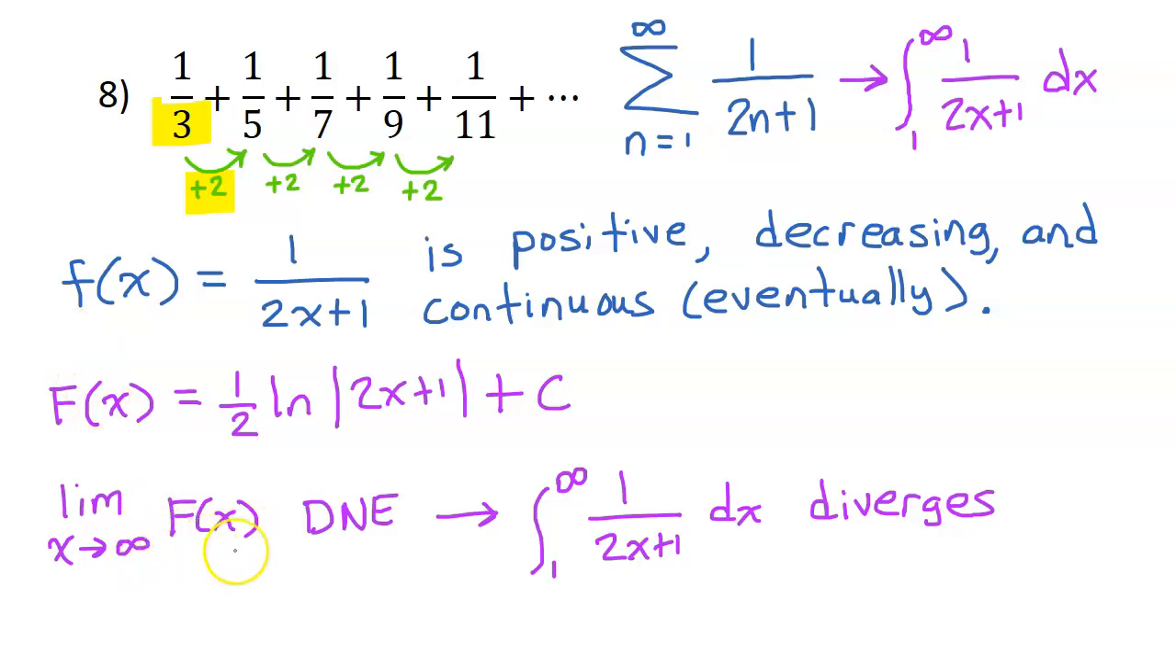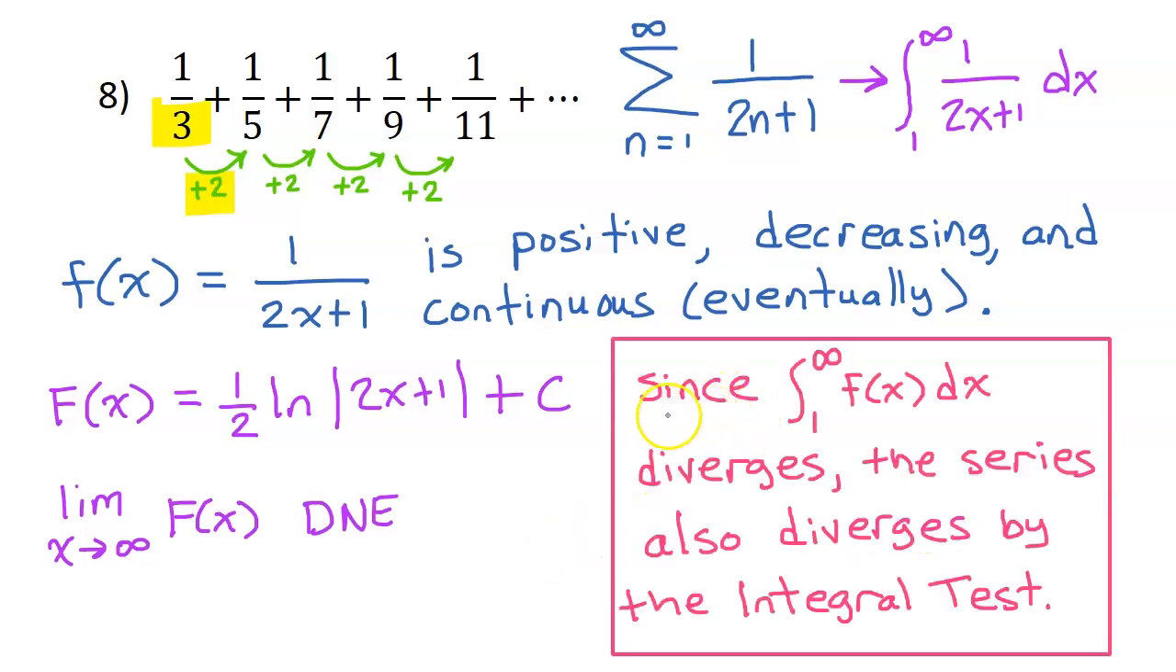If even one of the limits does not exist, it means the improper integral diverges. So there's no need to find the other limit. In summary, we say since the improper integral diverges, the series also diverges by the integral test.